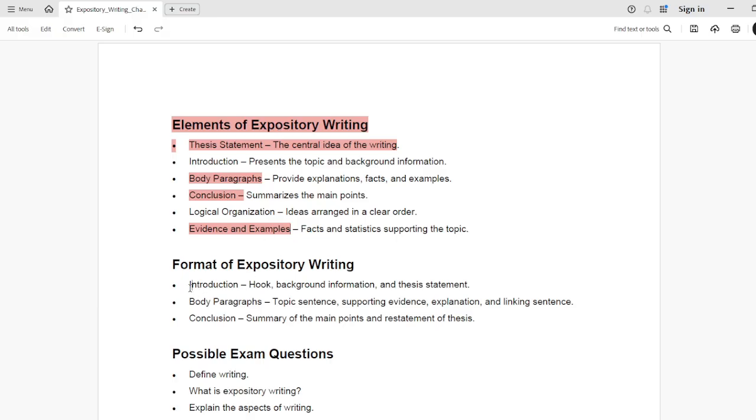So it has three basic parts, as you can clearly see written in front of you. Introduction. Introduction will be a hook statement, an eye-catching statement, background information, and thesis statement, which make up one paragraph.